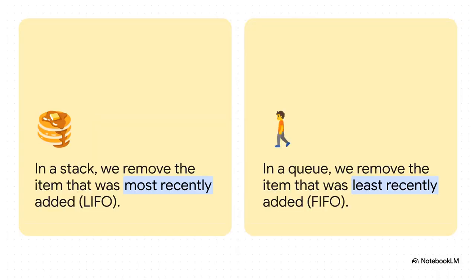So let's just put this all together for a second. A stack is LIFO, last in, first out, like that stack of plates. A queue is FIFO, first in, first out, like a line of people. This one fundamental difference is what makes them perfect for totally different kinds of jobs.